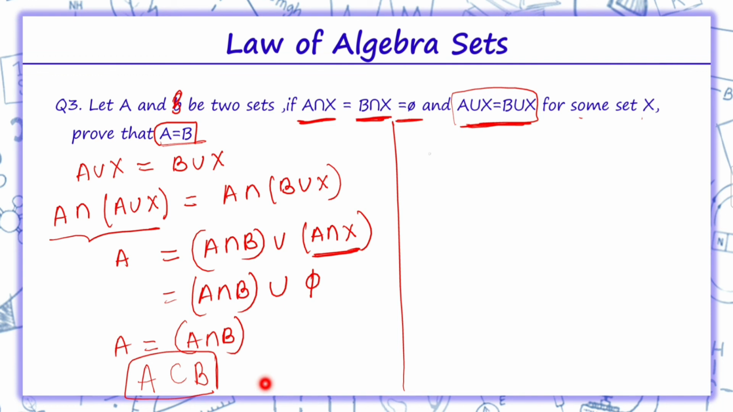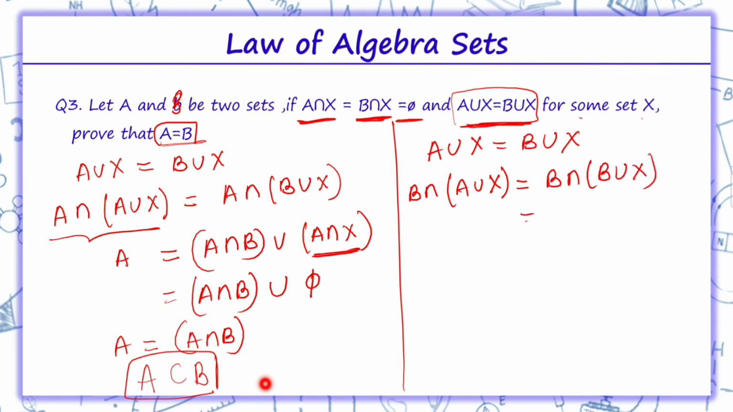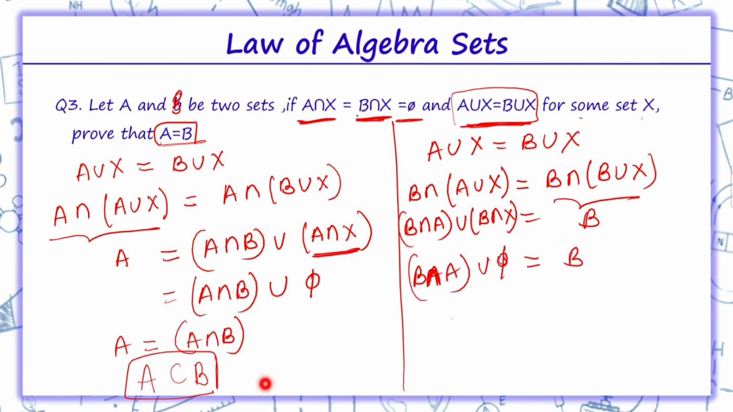Now next part, we know A union X is what? B union X. Again the same thing we'll do. We'll take B intersection on both the sides. So B intersection (B union X). Here we'll get B. We'll multiply over here B intersection A union B intersection X. B intersection X is what? Phi. (B intersection A) union phi is B. Thus B intersection A is B. This means B is a subset of A.